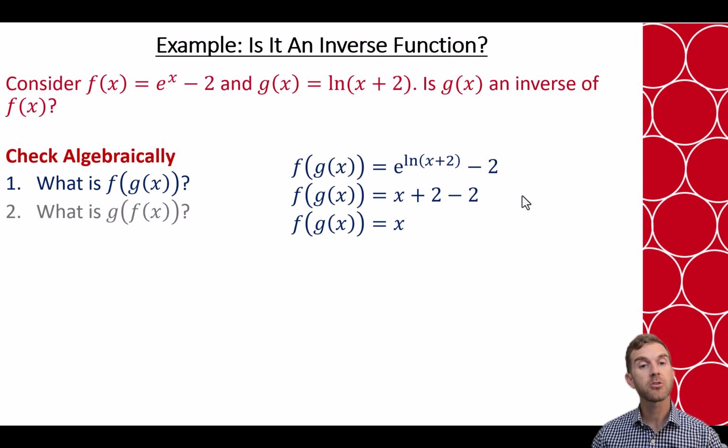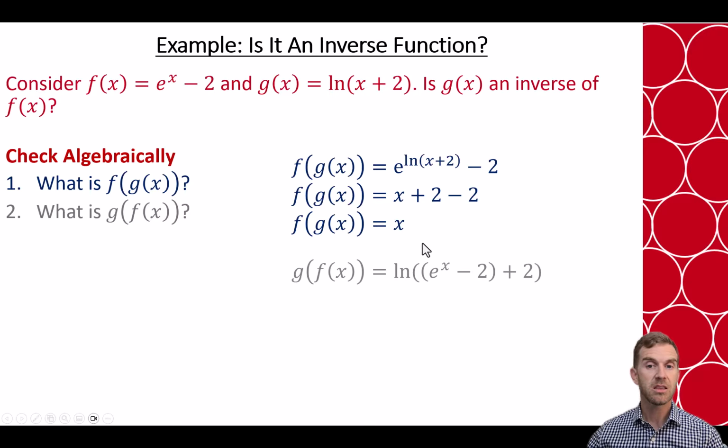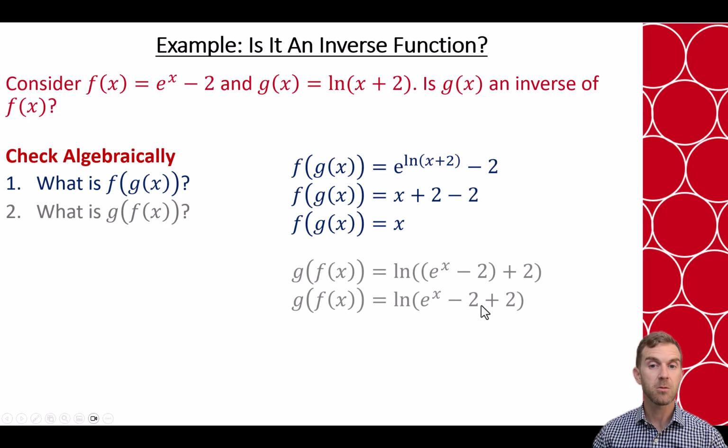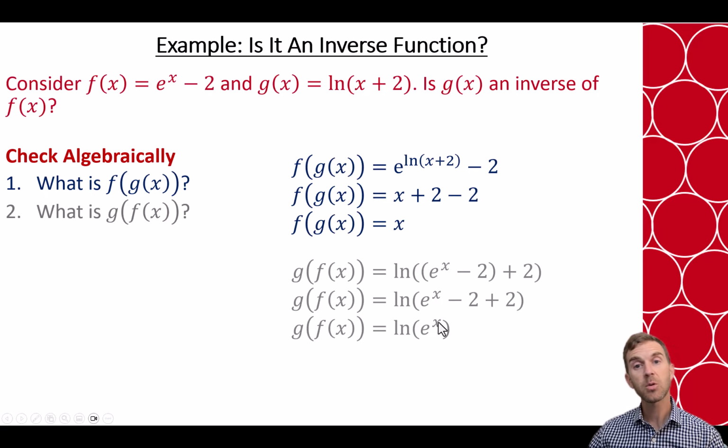Now let's check it the other direction though and check this composition. We're going to take the f of x function and substitute in for all the x's in g of x. Here we get the natural log of e to the x minus 2, plus 2. Well, minus 2 plus 2 will simplify to 0, and then I'm just left with the natural log of e to the x. Now, if you want to think about how we do this using logarithms, we technically are going to move the x out as the coefficient.